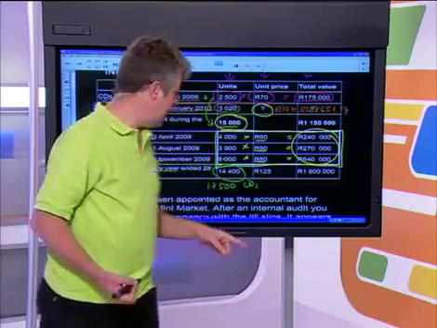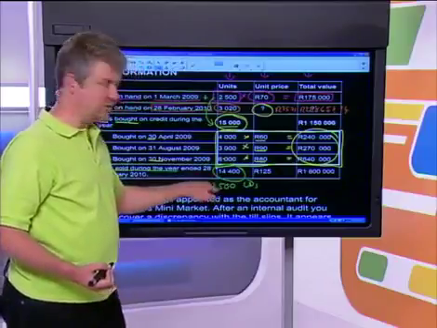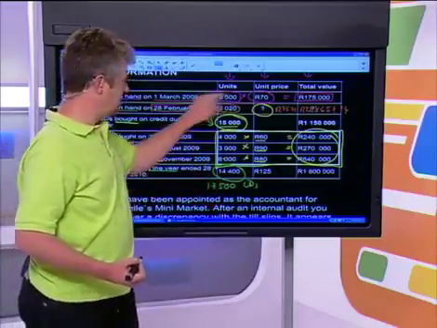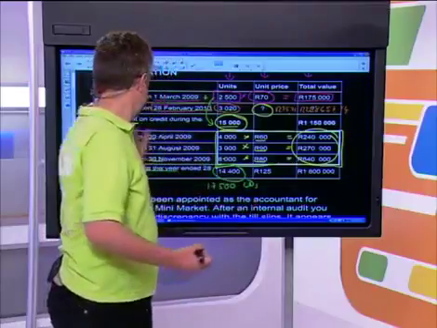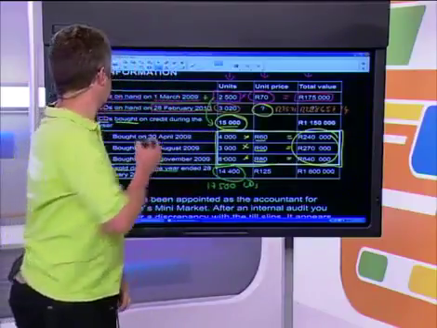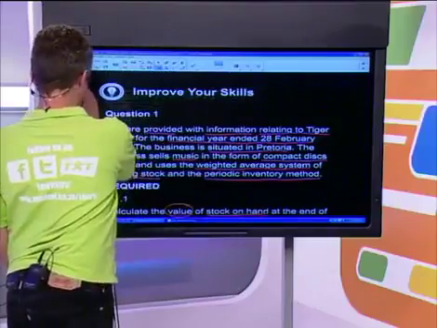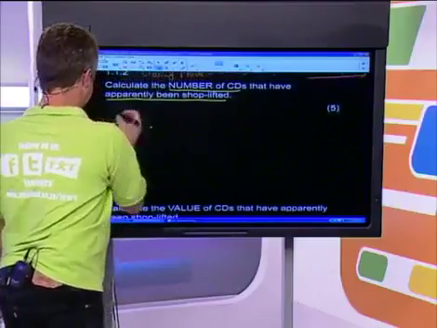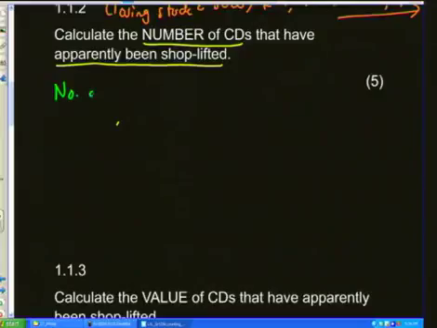Okay, so let's see how many we should have had left over. There were 17,500 CDs available for sale, which is the 2,500 we started with, plus the 15,000 that we purchased. And we've sold 14,400. So let's just calculate this. The number of CDs that should be on hand.